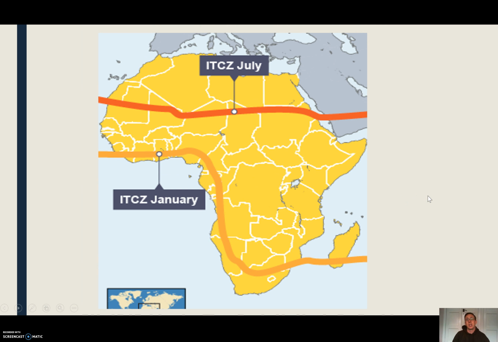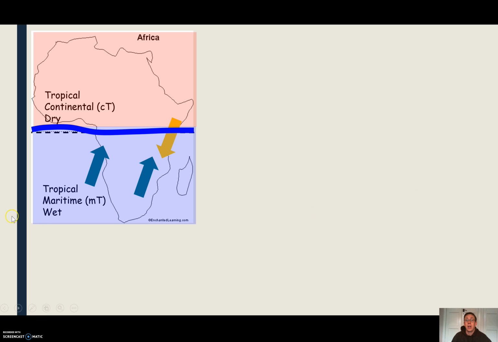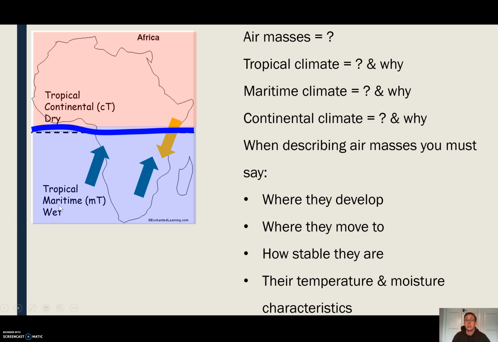And this just happens every single year, it's constantly moving. What we sometimes see are diagrams like this, where it gives us an idea of what the thermal equator actually looks like at different points of the year. Now, what we're going to be talking about is a couple of things. So we've got air masses. We need to think about what the tropical part of these air masses is, and then there's maritime and continental added into the air masses as well.